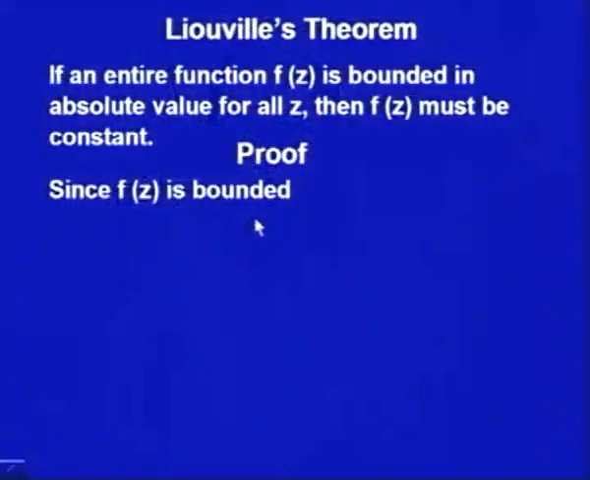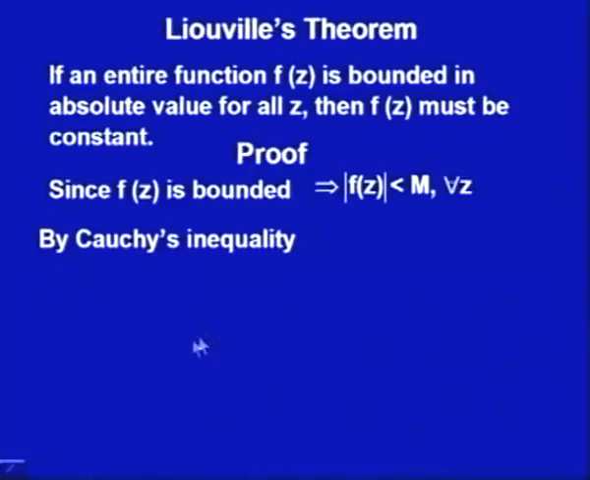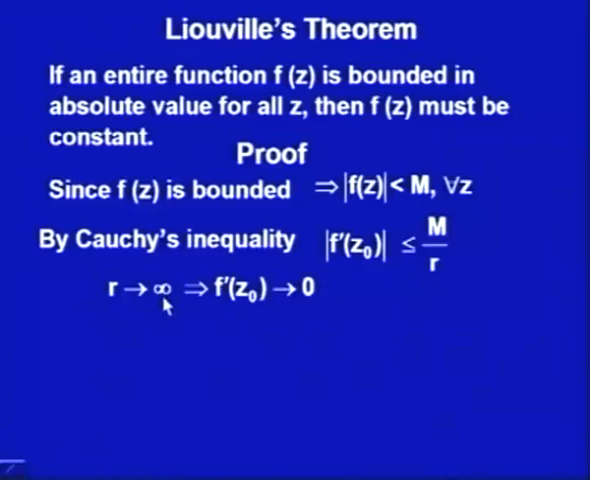We will use this Cauchy inequality. f(z) is given as bounded, that is, |f(z)| should be less than M for all z in that region. By Cauchy inequality, we get |f'(z0)| should be bounded by M upon r. Now, as r approaches infinity, that is, if I take r larger and larger, we get that f'(z0) would approach 0.